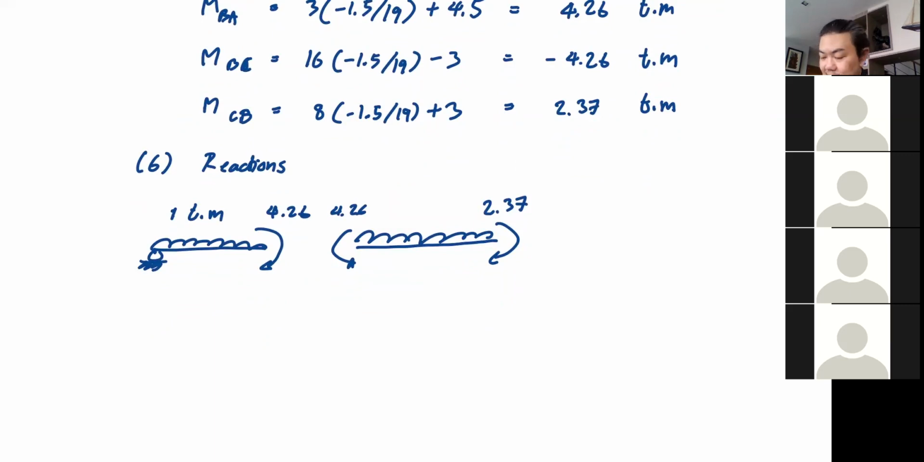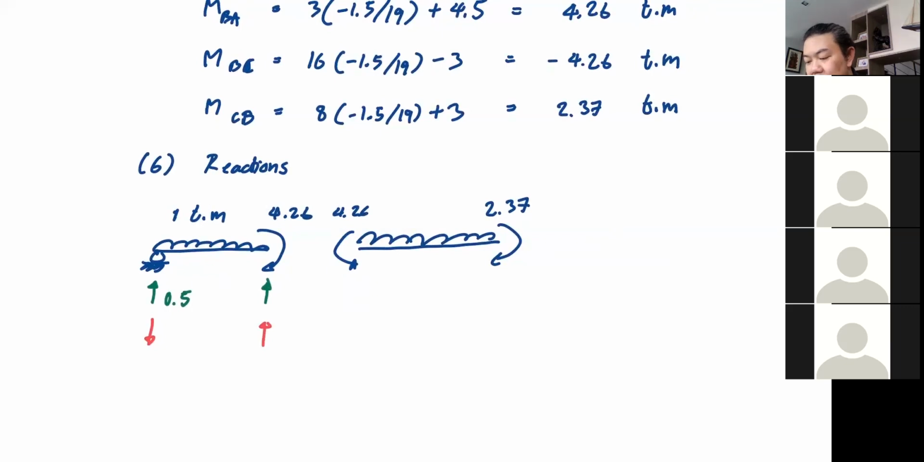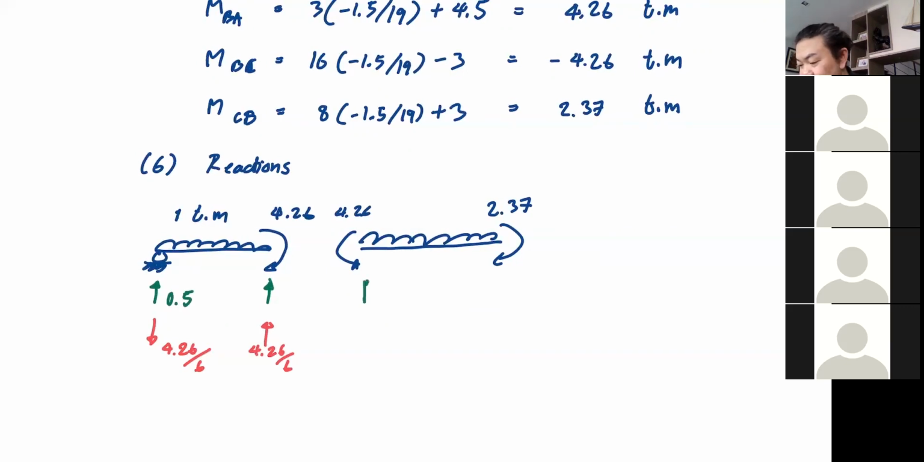Okay, so I'm just going to go ahead and calculate the reactions my way. Let's use a different color. How's that? The green will be the reaction due to the shear force, which is 0.5, right? And then the orange will be the reaction due to the moment, which is going to be one down and one up. Notice that this is the couple in the counterclockwise direction to counter this clockwise moment. And it is 4.26 over 6, right? Simple, really. Life is kind of simple with structure, right? And here, that's 1 ton. So it's 0.5 again.